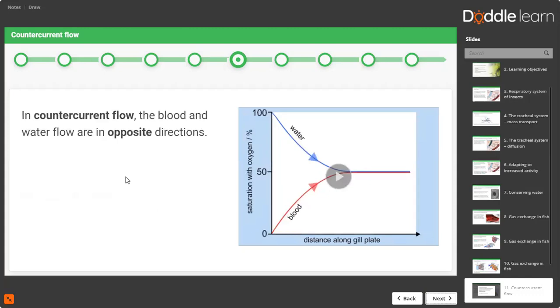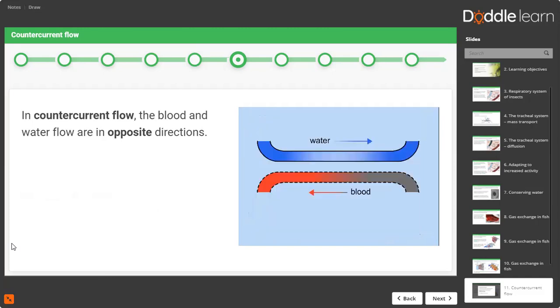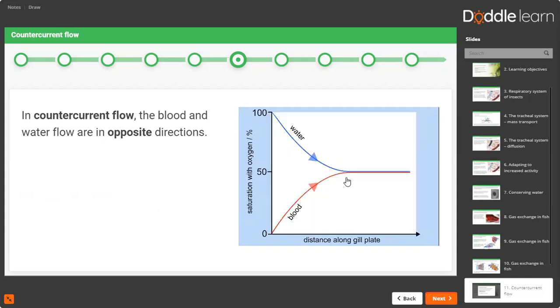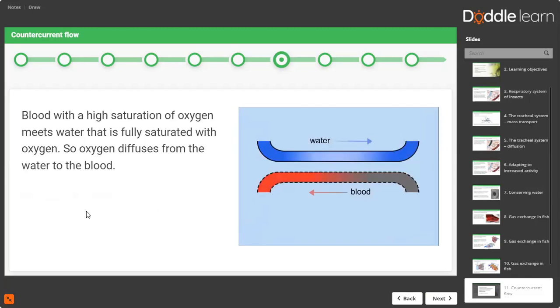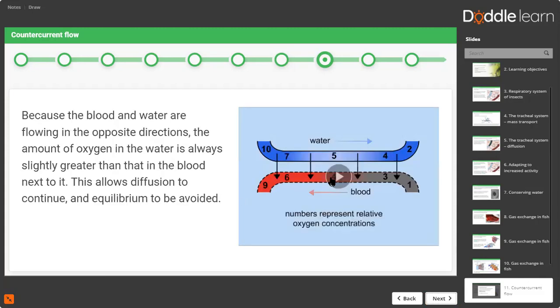So in countercurrent flow, the blood and the water flow in opposite directions. This should stop that equilibrium issue. So blood with a high saturation of oxygen meets water that is fully saturated with oxygen. So oxygen diffuses from the water to the blood, like it did before. Because the blood and water are flowing in opposite directions, the amount of oxygen in the water is always slightly greater than that in the blood next to it. So this allows diffusion to continue and equilibrium to be avoided through the whole process, which is really, really clever.